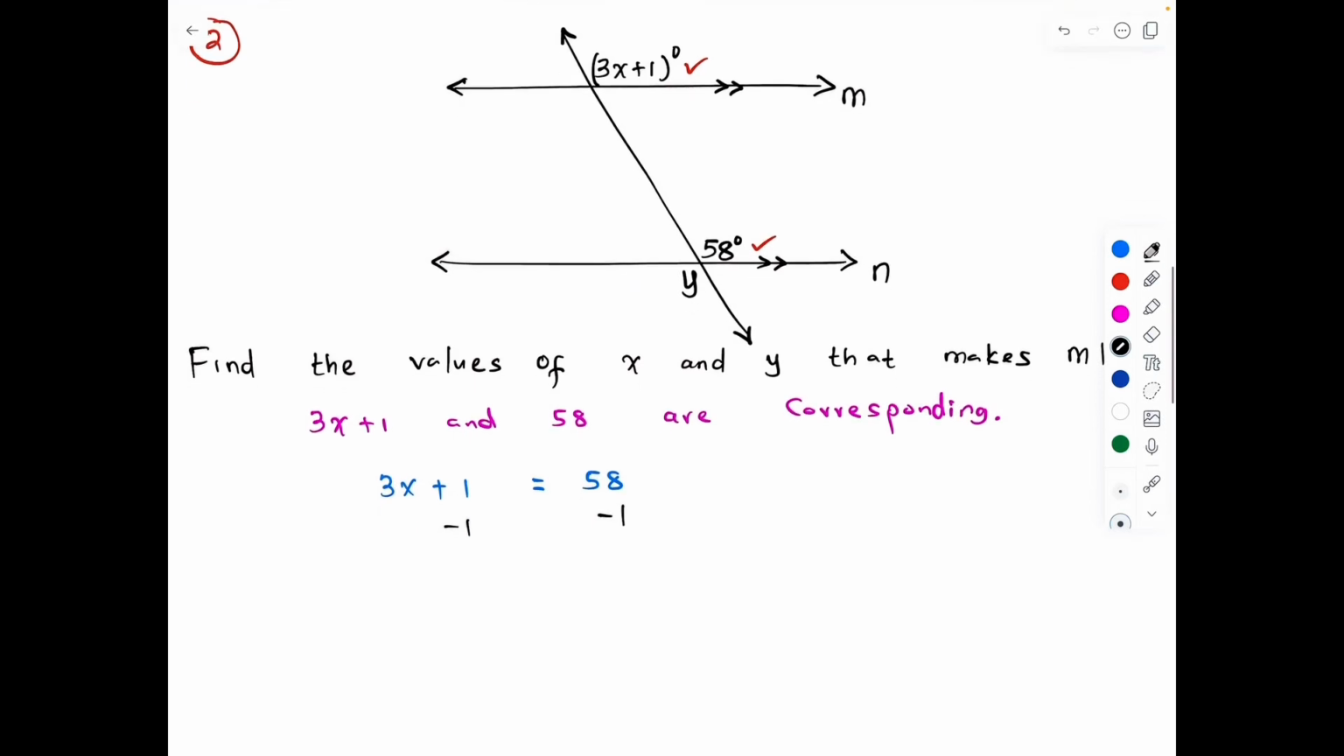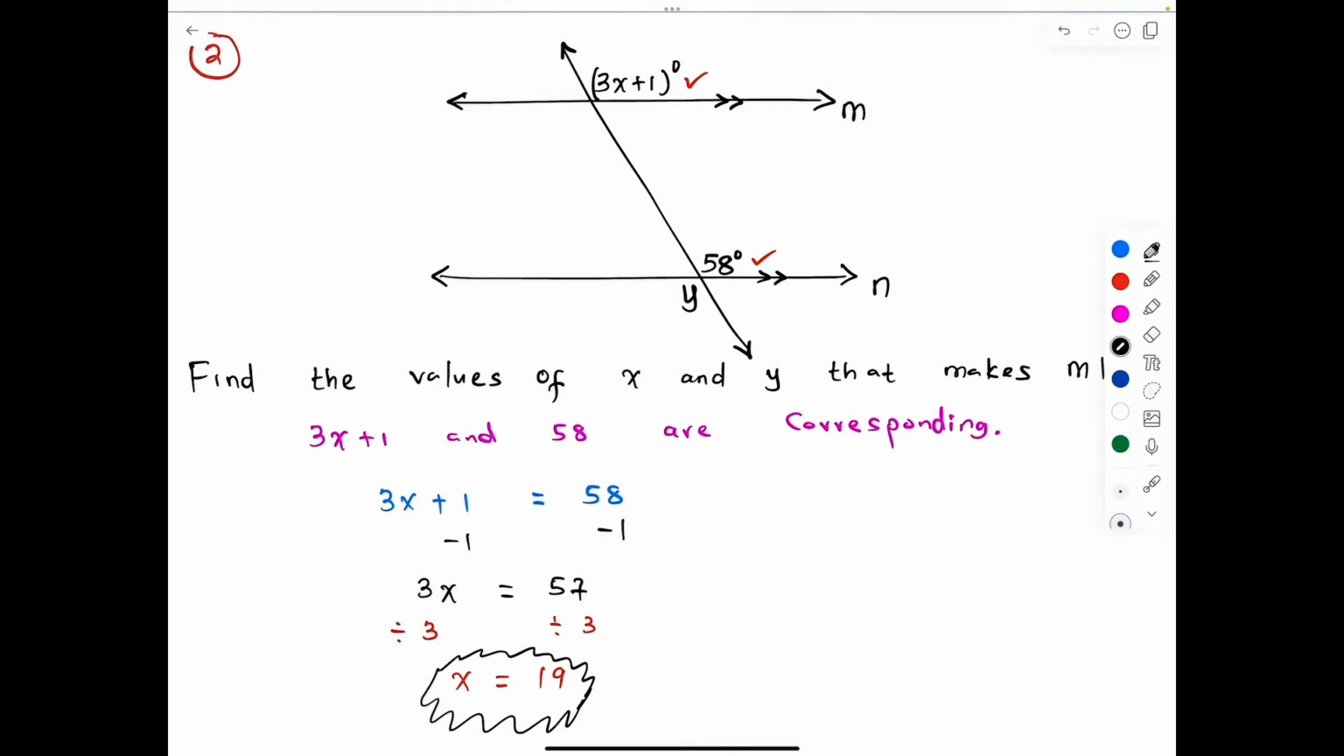And once I do that, I'm left with 3x is equal to 57. My next step is to divide both sides by 3. If I do that, you notice that x is going to be 19 for this question. So my x is 19. Then we can go back in and substitute 19 for x and see if they would be the same. And then the next thing I have to find out is what y would be.